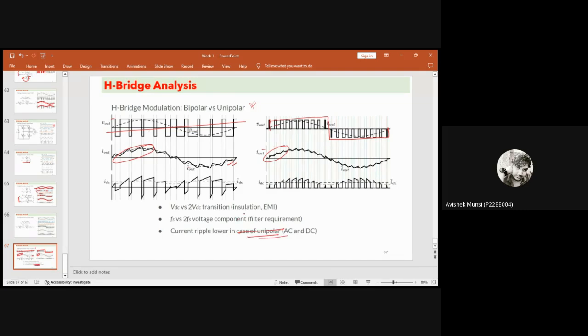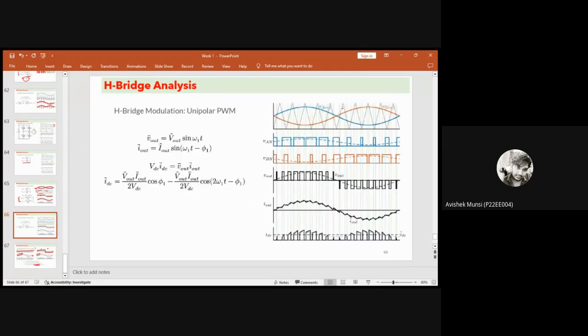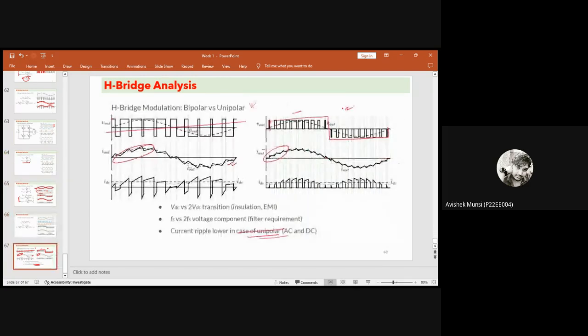Since here the switching frequency is twice, definitely a filter is required in the case of bipolar, which is not required in unipolar. And the transition voltage in unipolar is twice that of the bipolar. Okay, so both have different applications. These are the equations which I think were discussed in the class, so you can use them to solve the assignment. So that's all for the day.